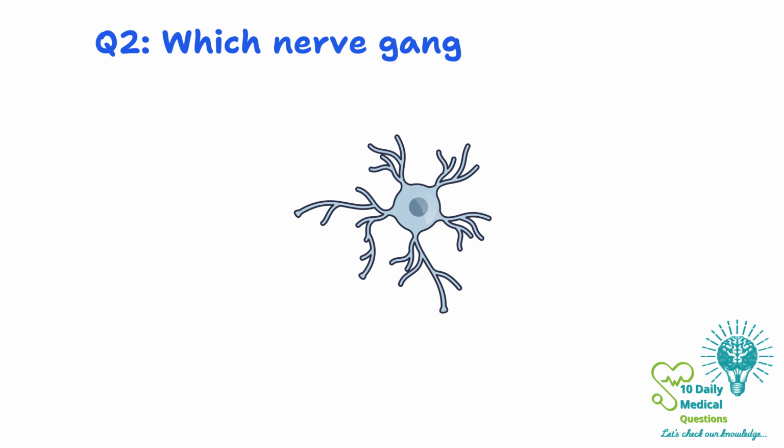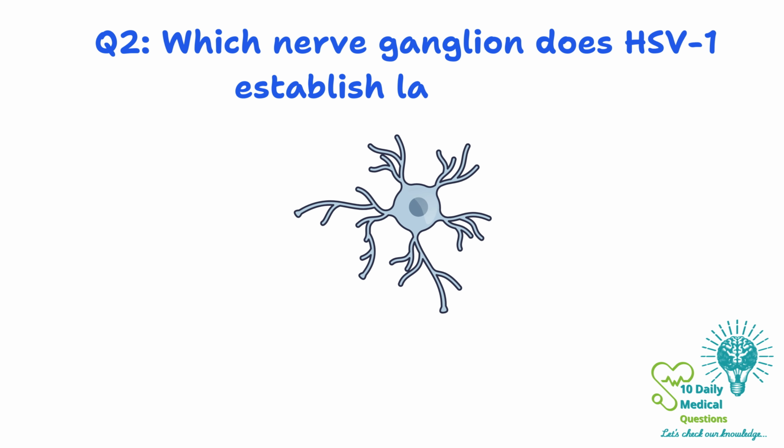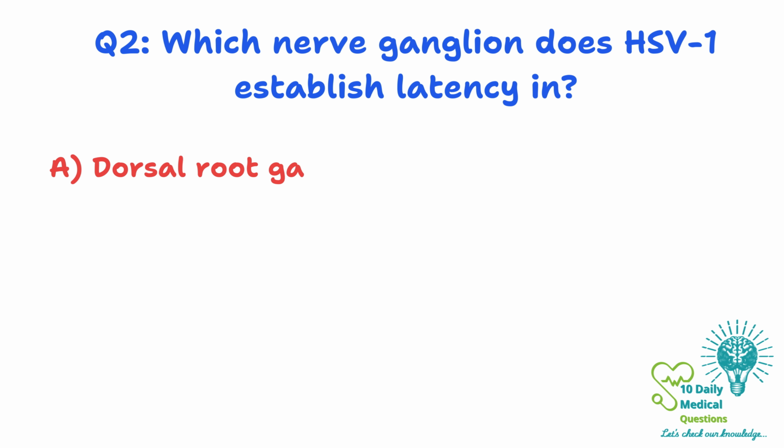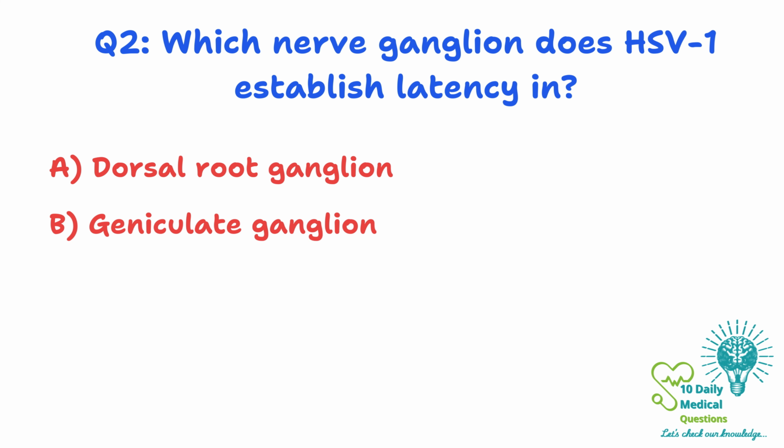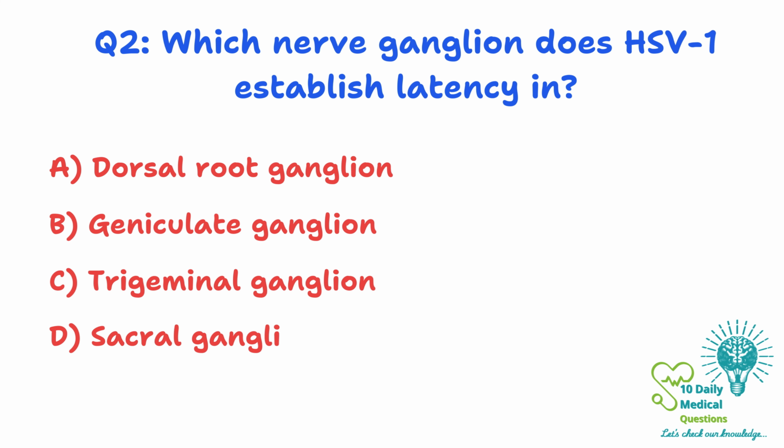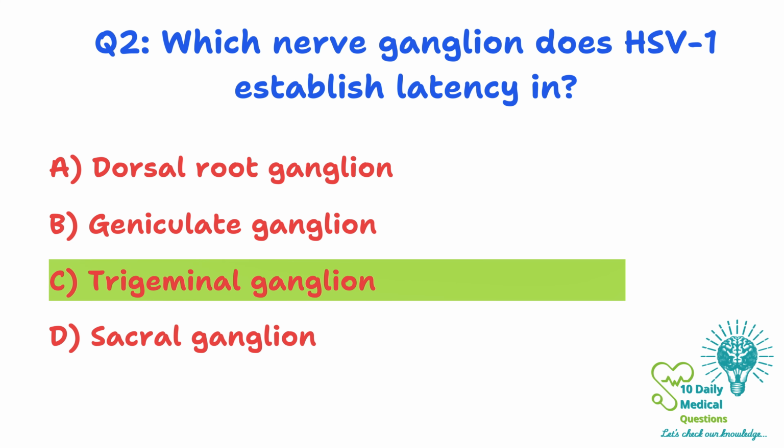Question 2. Which nerve ganglion does HSV-1 establish latency in? Option A. Dorsal root ganglion. Option B. Geniculate ganglion. Option C. Trigeminal ganglion. And option D. Sacral ganglion. Answer: Option C.